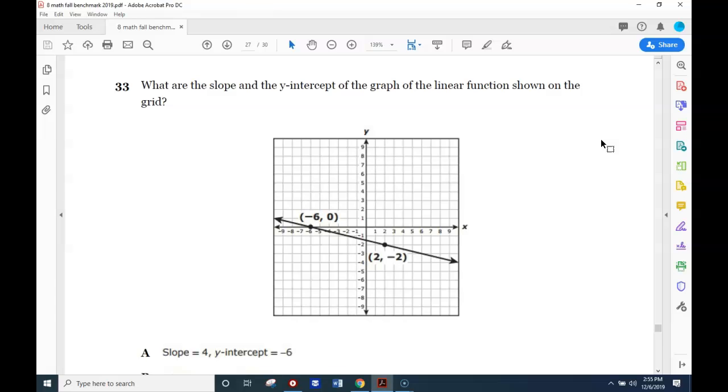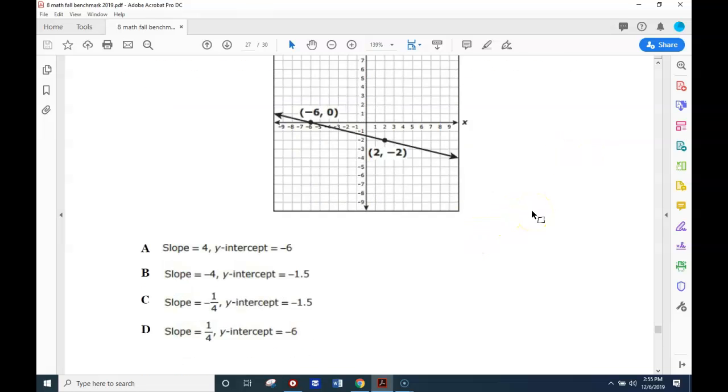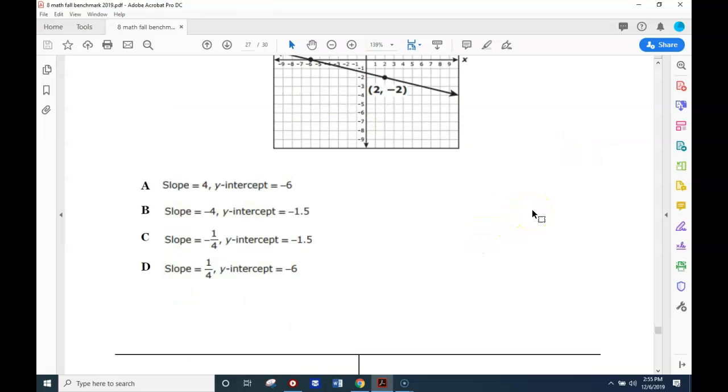Number 33. What are the slope and y-intercept of the graph of the linear function shown on the grid? A, slope equals 4, y-intercept equals -6. B, slope equals -4, y-intercept equals -1.5. C, slope equals -1/4, y-intercept equals -1.5. D, slope equals 1/4, y-intercept equals -6.